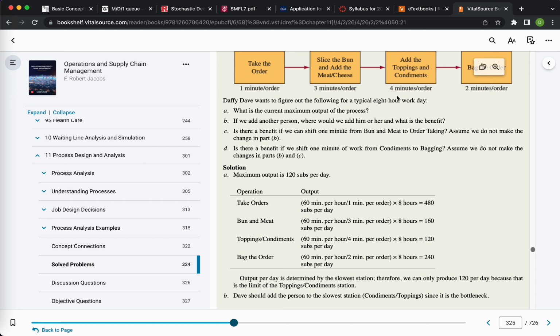Again, you do the same way. It's 4 minutes per order. In 1 hour, you can do 15 of these. 15 times 8 will give you 120. And finally, bagging the order takes 2 minutes, which will give you 240.